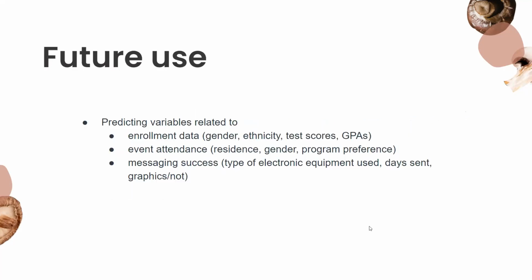And for future use, I work in admission, so we would, just like we started doing today, look at things like enrollment data, gender, ethnicity, test scores, event attendance. A big thing that we look at, particularly when our campus opens back up, is what counties do the people come from, like nearby versus far, gender, their preference for program, and then messaging success, like Chris was talking about. How did they open it? Laptop, phone. Is Tuesday better than Thursday? Do people care about graphics, or do they find that bogs down them trying to read?